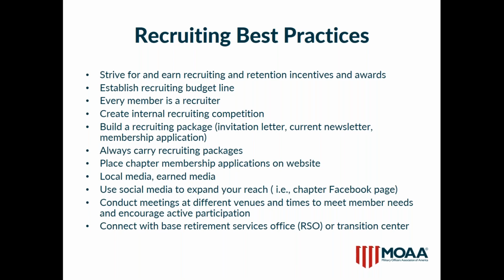Earn that money. You get $10 for a new basic member, $20 for a premium member, and $30 for a life member. That's money that you put into your operations for your chapter and/or put in the recruiting budget line. Hopefully you have some money set aside to help recruit, so that you can pay for tables at events and do things like that and get your chapter out into the community.